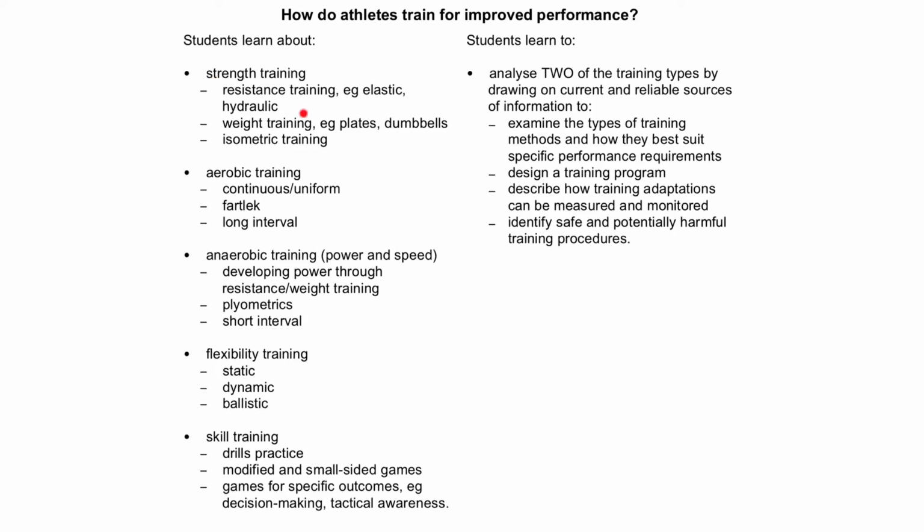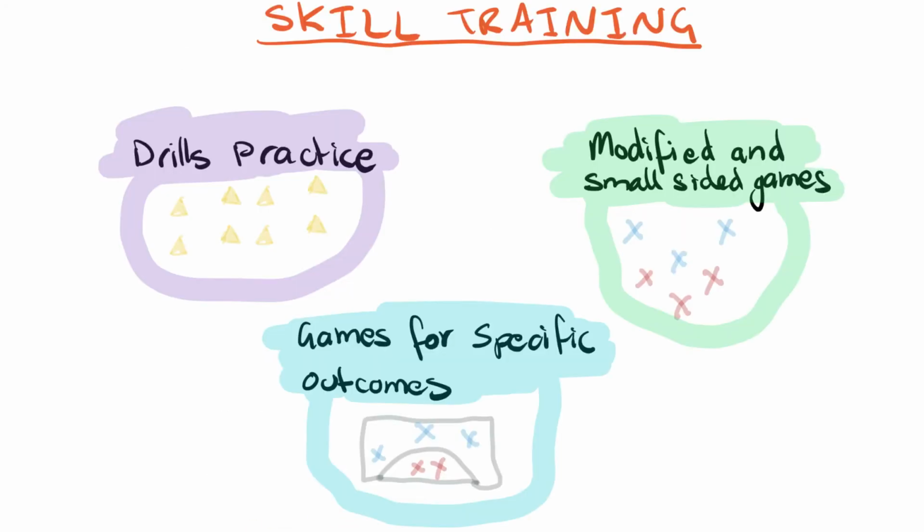Unlike strength training, aerobic training, anaerobic and flexibility training, skill training is something that we haven't seen individually yet within the HSC syllabus. We would have seen elements of skill training in Core 2 when we look at training for tactics, but this is something that we need to add value to. So we're going to have a look at skill training in relation to drills practice, modified and small-sided games, and games for specific outcomes, for example, decision-making or tactical awareness.